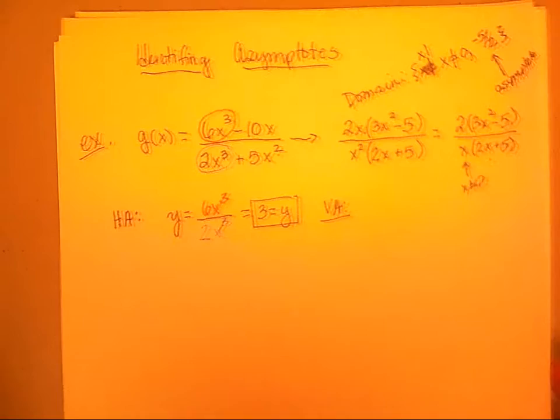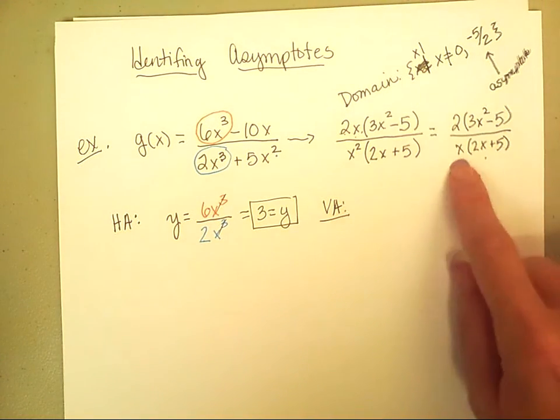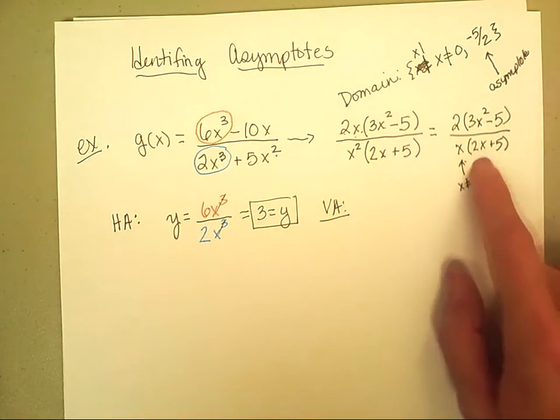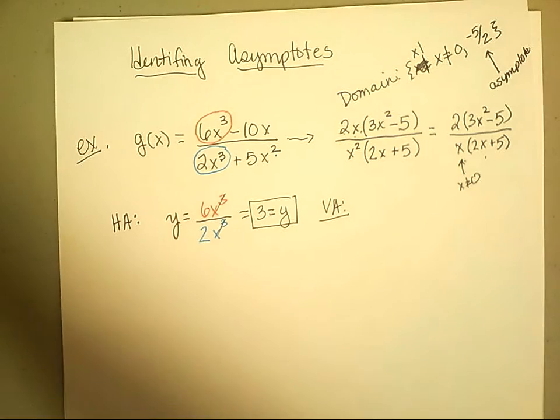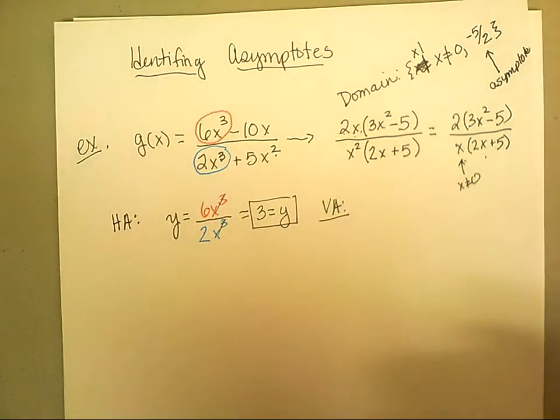So in this case, we didn't get a hole in the graph because this is a double root, right? And it remains in the reduced function. So it leads to a vertical asymptote. All right, now let's do another one.